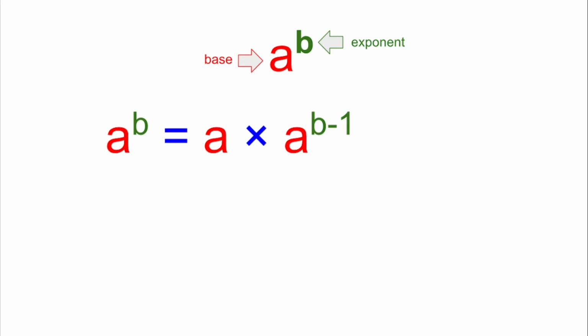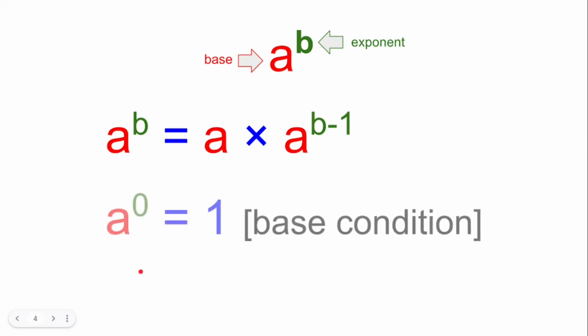Notice that with each recursive step, the value of the exponent will go down by 1 because we are saying b minus 1. There will come a time when the exponent reaches 0. We know that any number raised to the power 0 is 1, and hence our exit condition is if b is equal to 0.